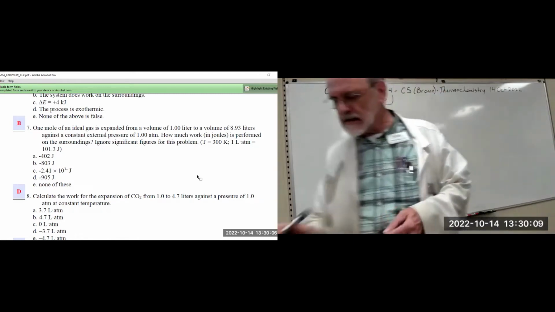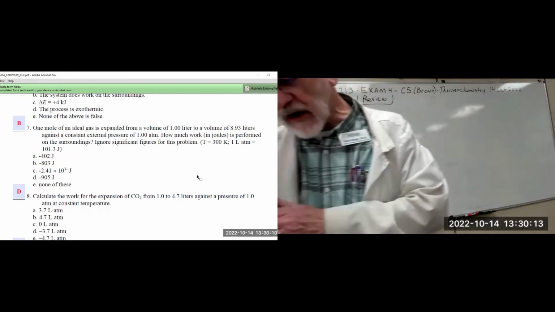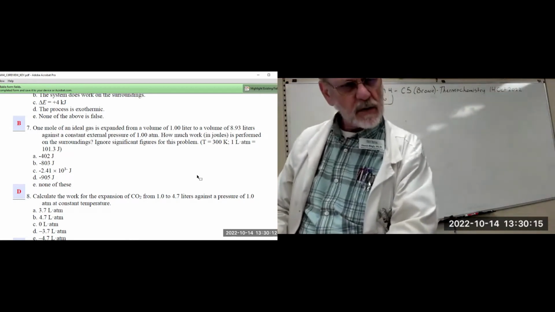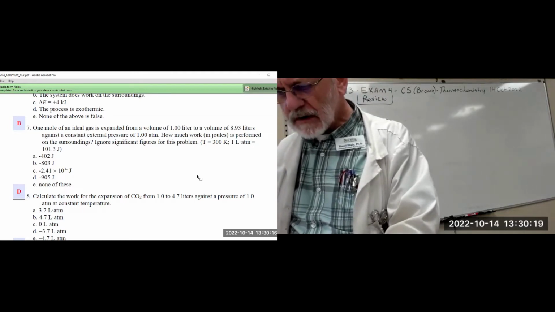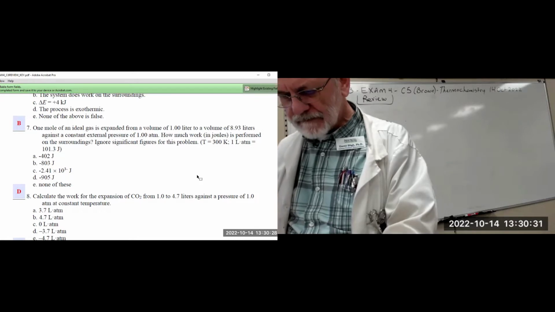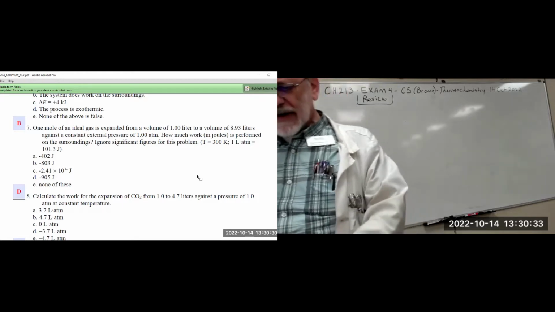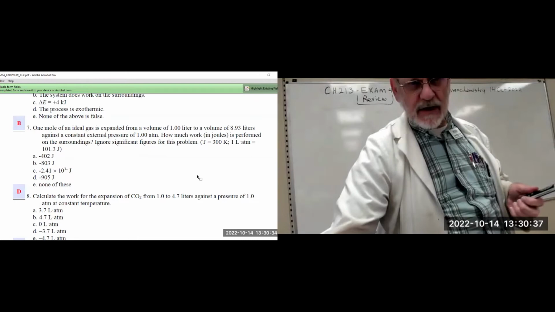All right. Let's see. I've got some others marked off, but I want to look at some of these to see if there's anything new. What about 9? 9 looks interesting and different.